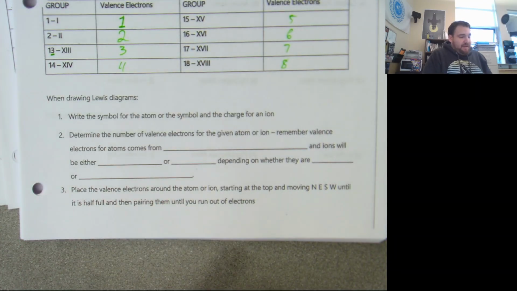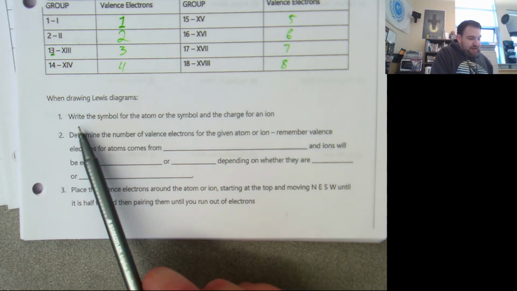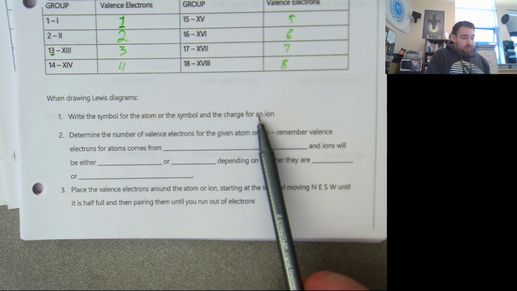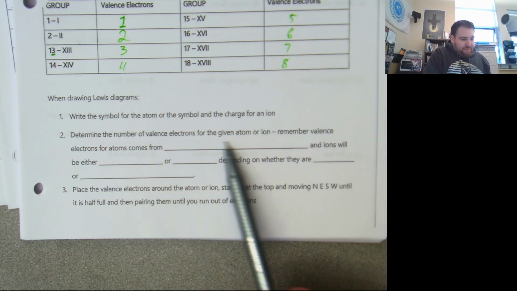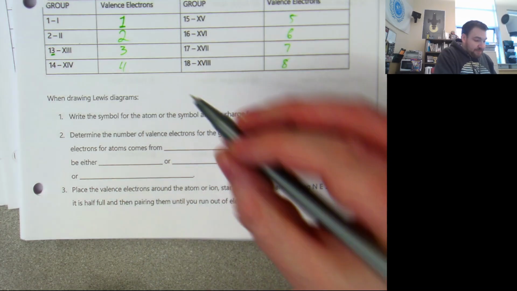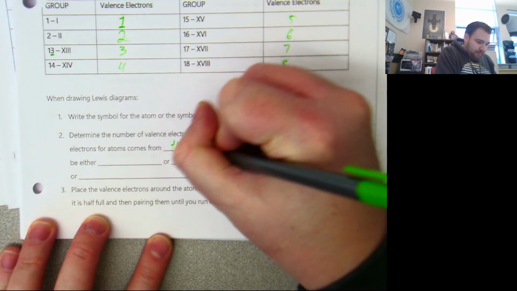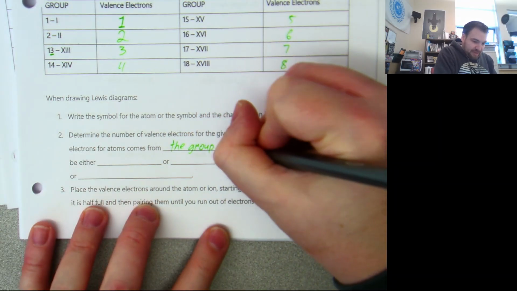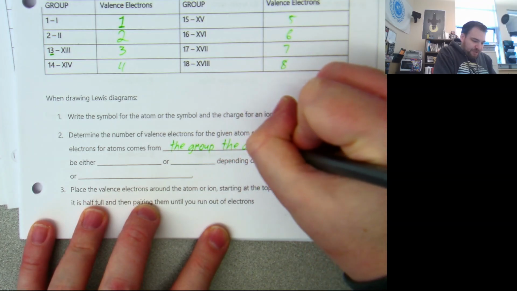So, some people like formal rules. Here are the formal rules. When you're drawing Lewis diagrams, you write the symbol for the atom or the symbol and the charge for the ion. Determine the number of valence electrons it has. Remember, the valence electrons for the atom comes from the group or column number the atom is in. Groups are columns on the table.